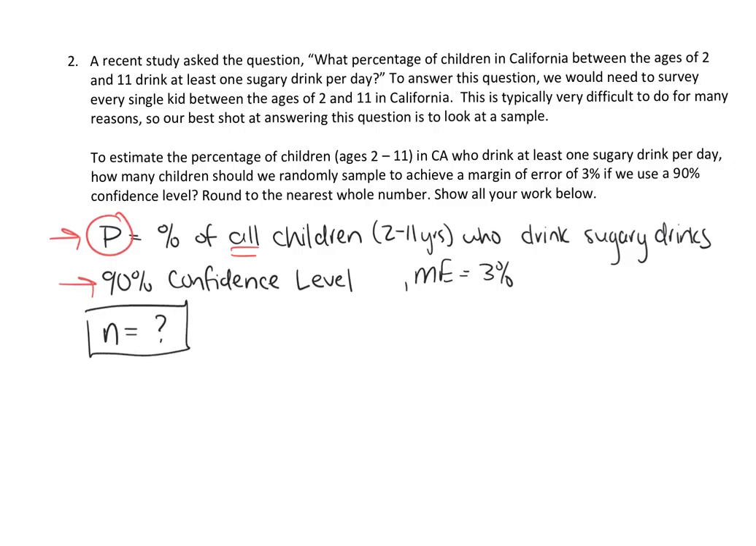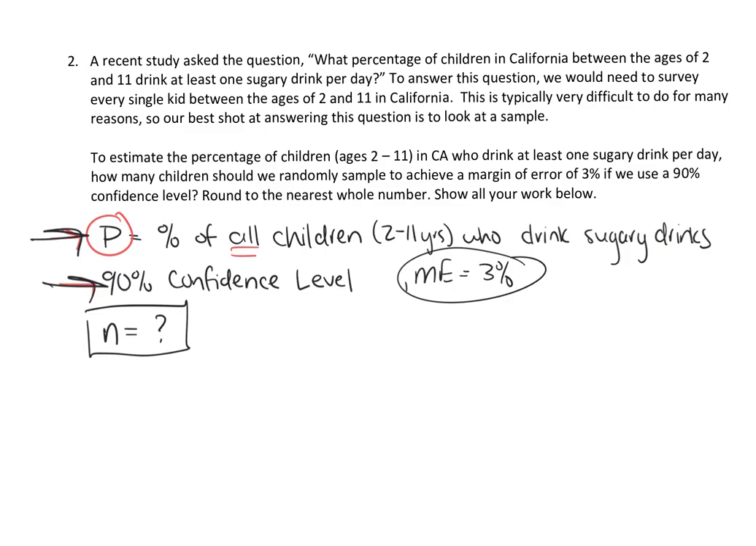So how many children between the ages of 2 and 11 do I need to survey and then ask the question, do you drink sugary drinks? Yes or no? So how many children do I need to survey so that I can estimate p with 90% confidence and not be off by more than 3%? There is a formula for calculating n, and which formula we use depends on whether or not we have some sample data to work with.